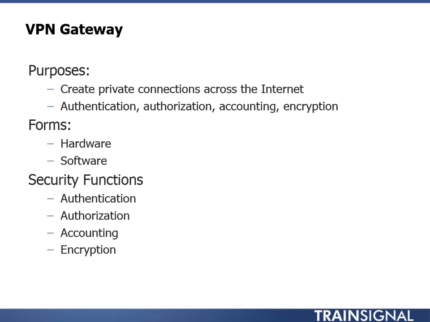VPNs provide authentication, of course. They make you type a username and password. They provide authorization, so if your credentials are valid, they'll make sure that you're an authorized user of the VPN, that you're allowed to connect remotely. They provide accounting by tracking how often people connect and how long they stay connected for. That's useful if there's some sort of bill that needs to be sent, if somebody has to pay for that service. And of course, as I mentioned, they provide encryption. The encryption keeps other people from snooping on your traffic.